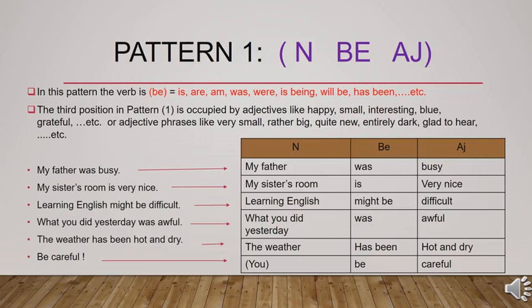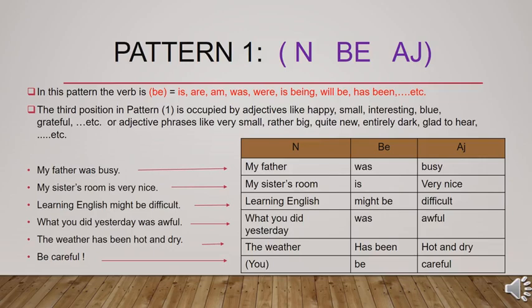Very nice is an adjective. It is an adjective phrase. So, my sister's room is N, is be, very nice, adjectival, so it is pattern number 1.